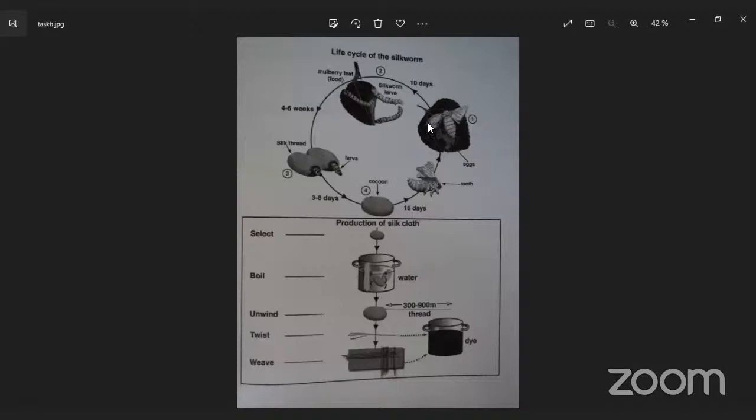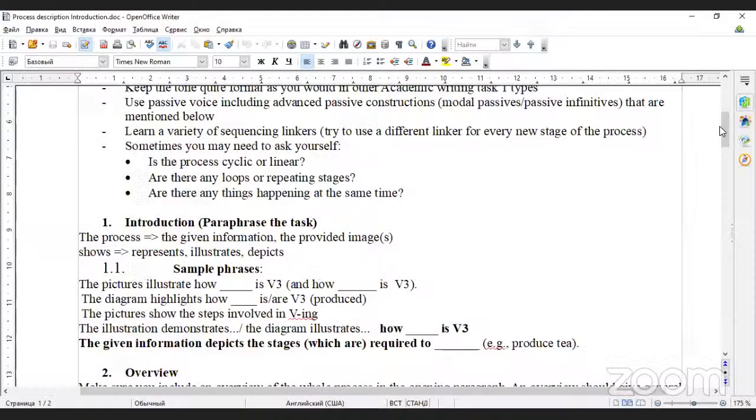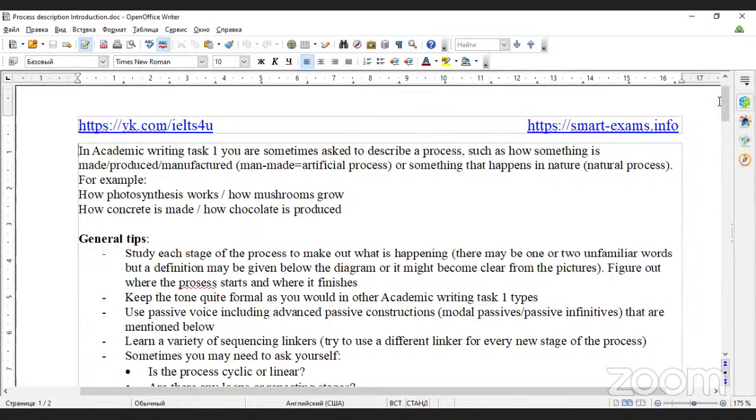But just in the very beginning, I want to say a few words about how to describe processes in general. A process consists of an introduction, an overview, and then detailed paragraphs. So when you write your introduction, basically what you need is to paraphrase the task, but sometimes your process can be man-made or artificial, and you can also indicate this in your introduction, or it can be a natural process.